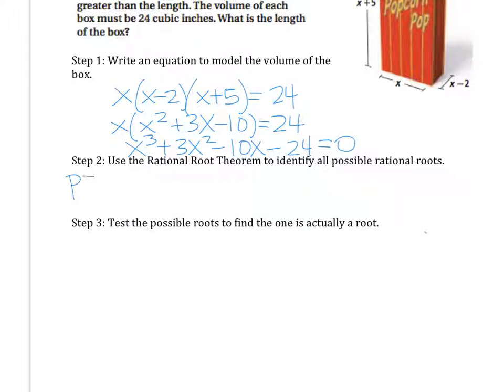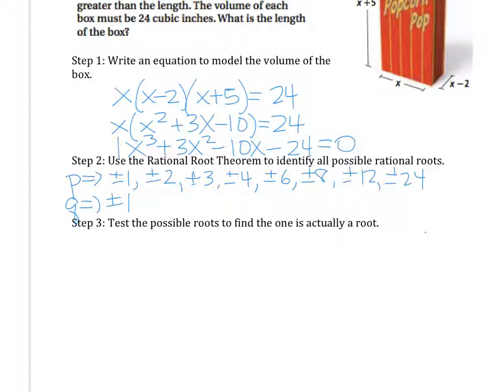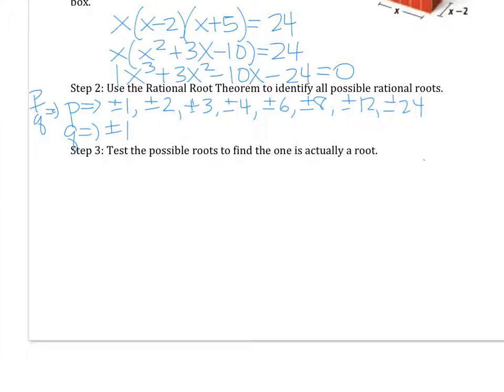Okay, so the p-values are all of the factors of my constant. And they can all be plus or minus, because you can multiply negative 1 times 24 to get negative 24, or you can multiply positive 1 times negative 24. 3, 4, 6, 8, 12, and 24. And then Q, the leading coefficient, is a 1, so it's the only factor. And P over Q, since Q only has 1, would be all of my possibilities from P. So then you test the possible roots. So I know the length must be positive.